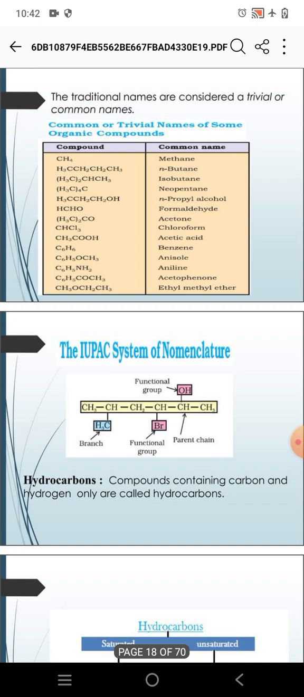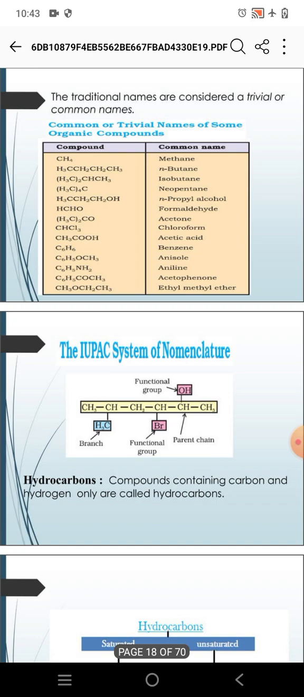Next, formaldehyde. There is an aldehyde functional group present with 1 hydrogen atom, so the common name is formaldehyde. And acetone, there is a ketone group present. Chloroform, CHCl3, where 3 Cl or halo groups are present on 1 carbon. Next, acetic acid, CH3COOH, 1 acid group is present. The acid group is a functional group, right?